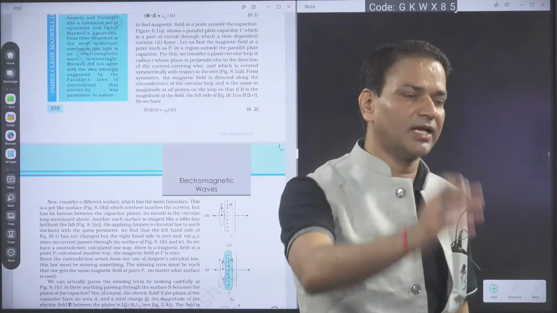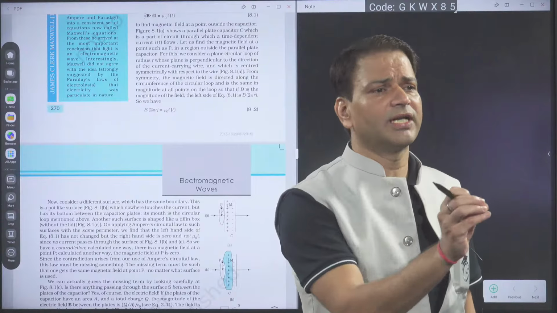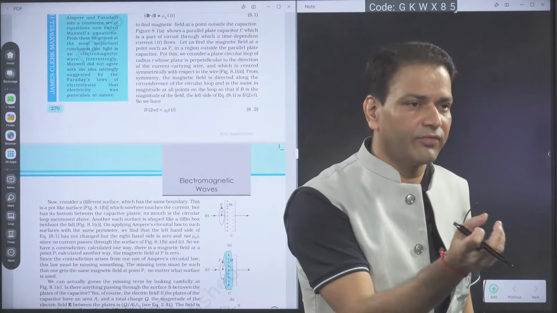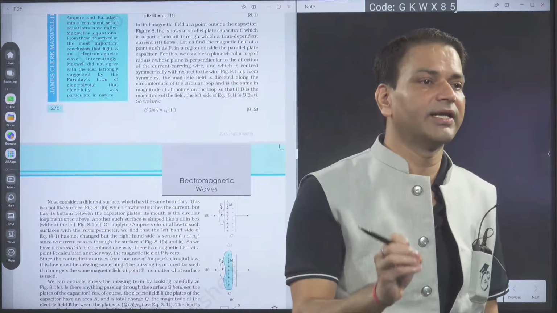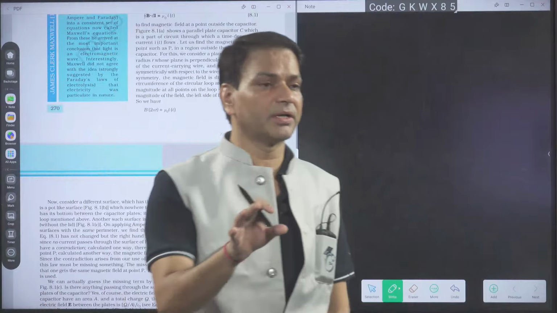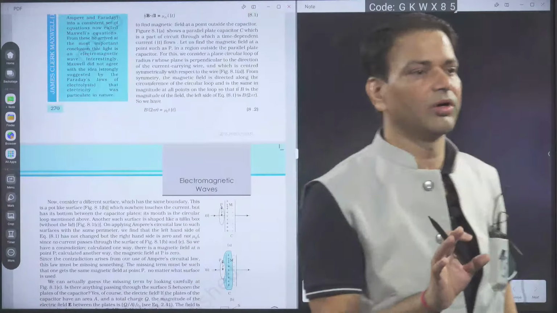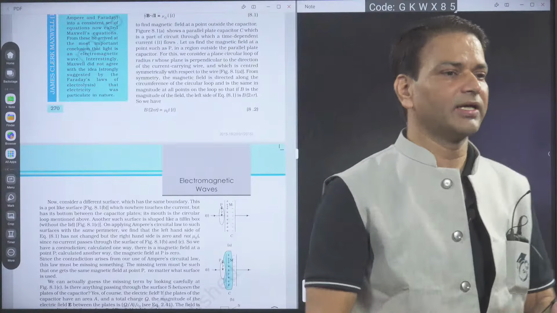In this way, the electromagnetic wave propagates in any medium or even in vacuum, because electric field and magnetic field exist in vacuum also. That's why we say the electromagnetic wave can travel in vacuum also, because we define the permittivity and permeability of vacuum or air also. So one thing, what is the source of the electromagnetic wave?